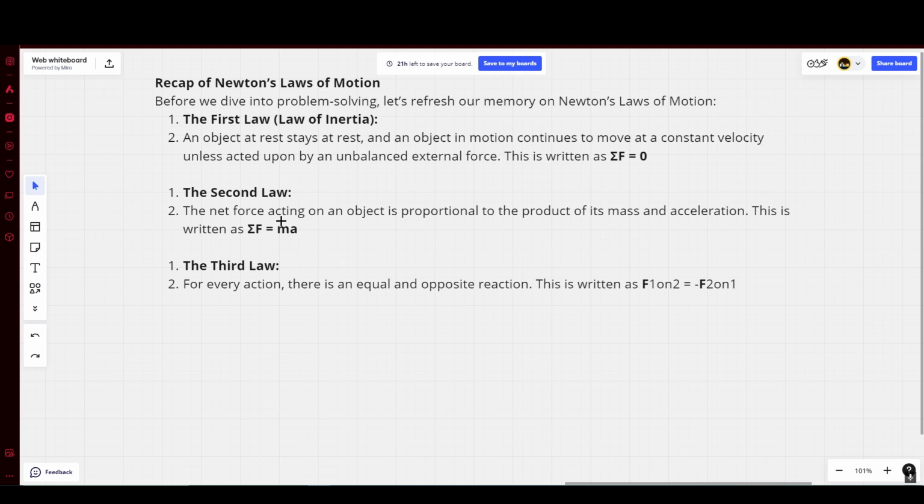The second law states that the net force acting on an object is proportional to the product of its mass and acceleration. This is written as sigma F equals ma, where the sum of all forces in a system acting on an object is equal to the mass multiplied by the acceleration.